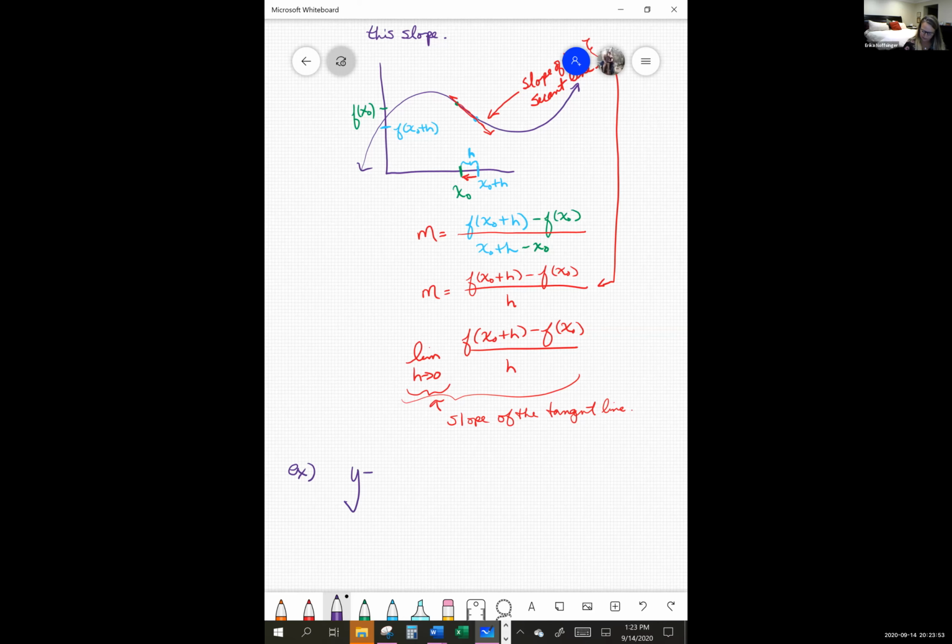You're given y is equal to 2 square root of x, and it says find the equation of the tangent line to the curve at the given point, then sketch the curve and the tangent line together. So we're given the curve y equals 2 square root of x, and we want to find the equation of the tangent line through the point 1, 2.